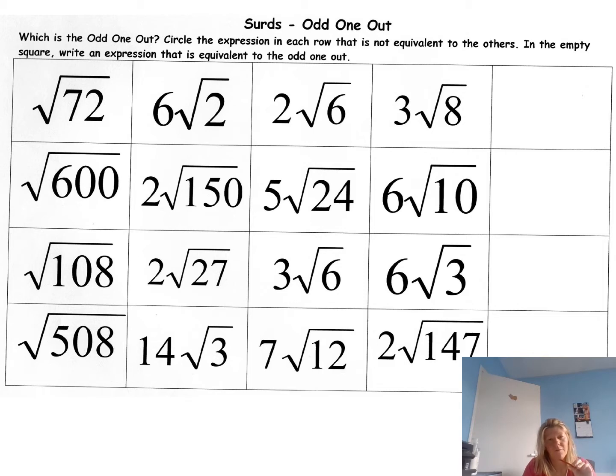Just to start us off though, see what we did in that introduction lesson, if we have time. Surds odd one out. You should know this from GCSE anyway, if you didn't manage to get it done in our introduction lesson. It says: which one is the odd one out? Circle the expression in each row that is not equivalent to the others. In the empty square, write an expression that is equivalent to the odd one out.